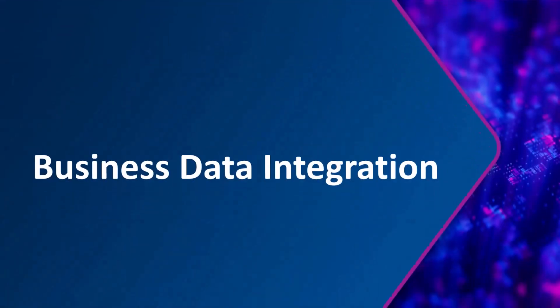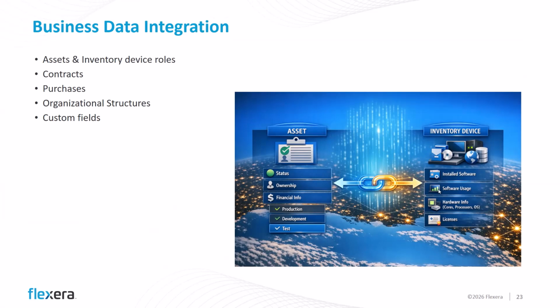Business data integration focuses on ensuring all organizational, contract, purchase, and asset data, as discussed and agreed during the design workshops, is properly incorporated into the ITAM solution. Business data integration covers assets and inventory device roles, contracts, purchases, organizational structures, cost centers, corporate structures, entities, and location data, and custom fields, ensuring all required business data is available in ITAM. Similar to the inventory data integration, separate videos have also been created to dive into business adapters and business data integration topics noted on the screen here.